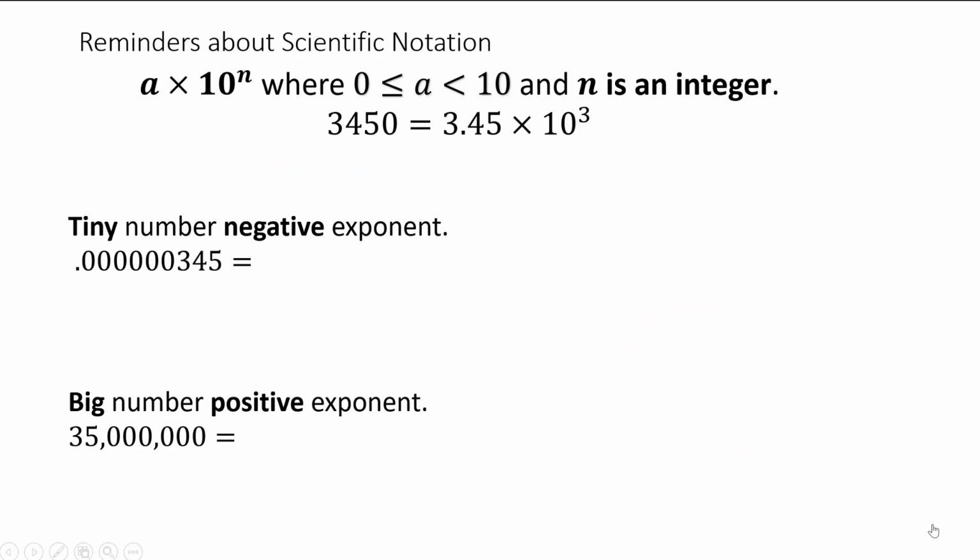Okay, so reminders about scientific notation. I think I put this in your notes incorrectly. There was a typo. Scientific notation is in the form a times 10 to the n power, where a is between 0 and 10, not 0 and 1. I think it might say between 0 and 1 in your notes.